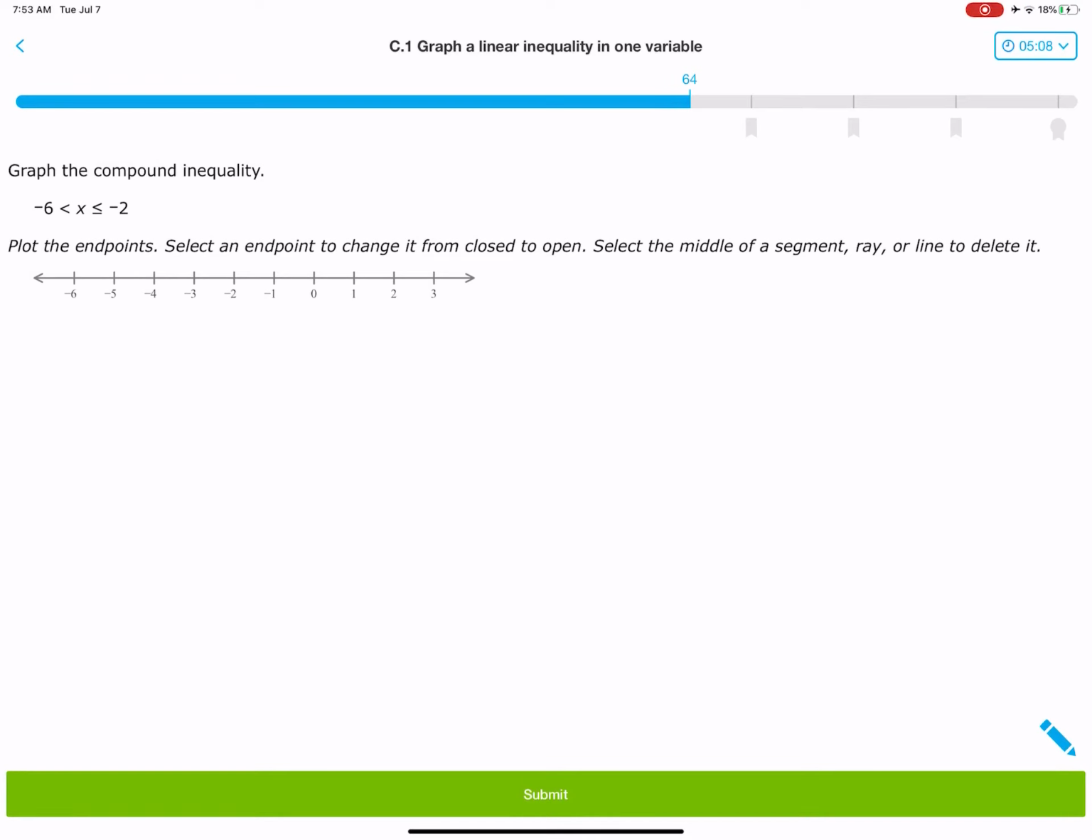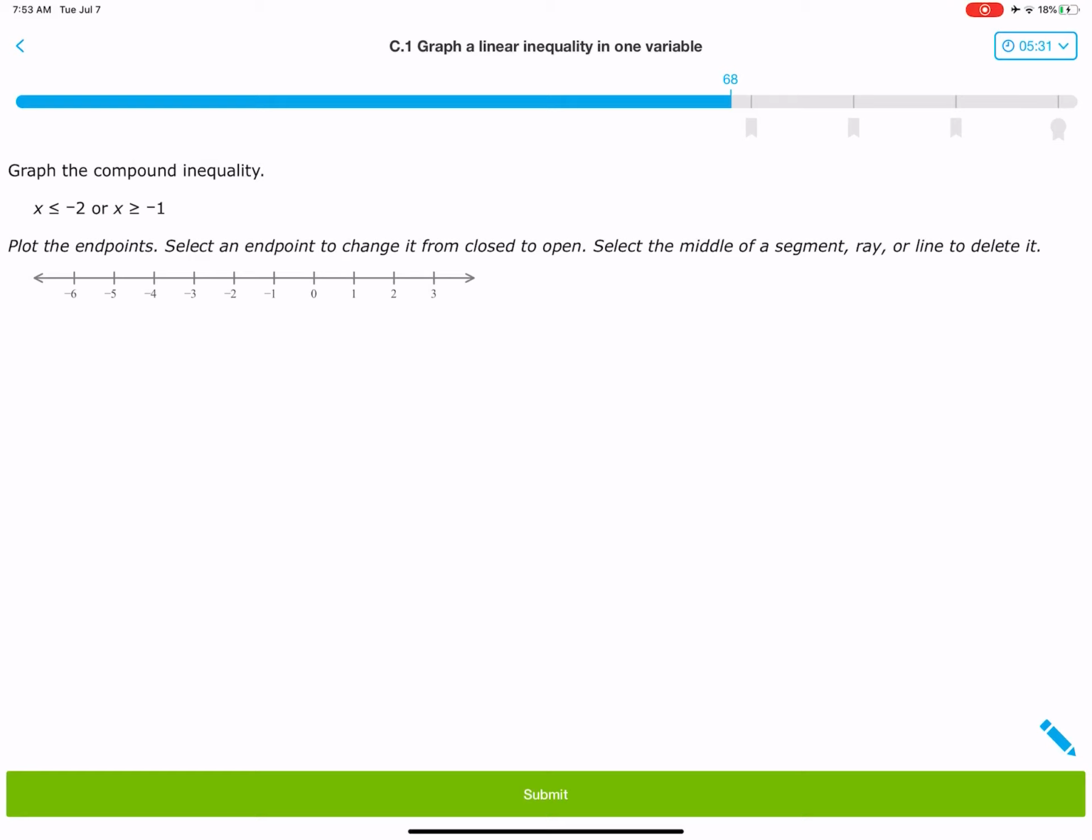Between -6 and -2, and this one's filled, the negative 2 is filled in, negative 6 is open. Okay, so now we've got x is less than negative 2, and x is greater than or equal to negative 1.